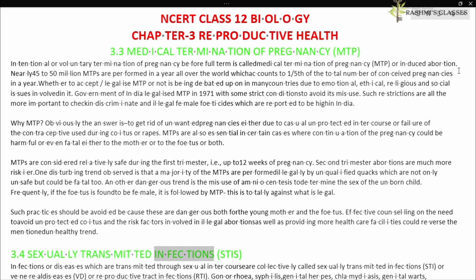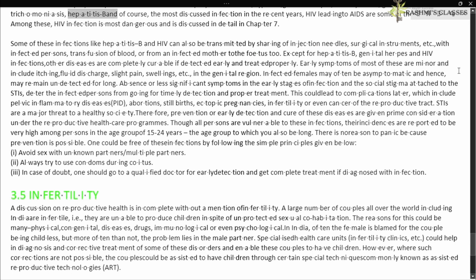3.4 Sexually transmitted infections, STIs. Infections or diseases which are transmitted through sexual intercourse are collectively called sexually transmitted infections, STI, or venereal diseases, VD, or reproductive tract infections, RTI. Gonorrhoea, syphilis, genital herpes, chlamydiasis, genital warts, trichomoniasis, hepatitis, and of course, the most discussed infection in the recent years, HIV leading to AIDS, are some of the common STIs. Among these, HIV infection is most dangerous and is discussed in detail in Chapter 7.